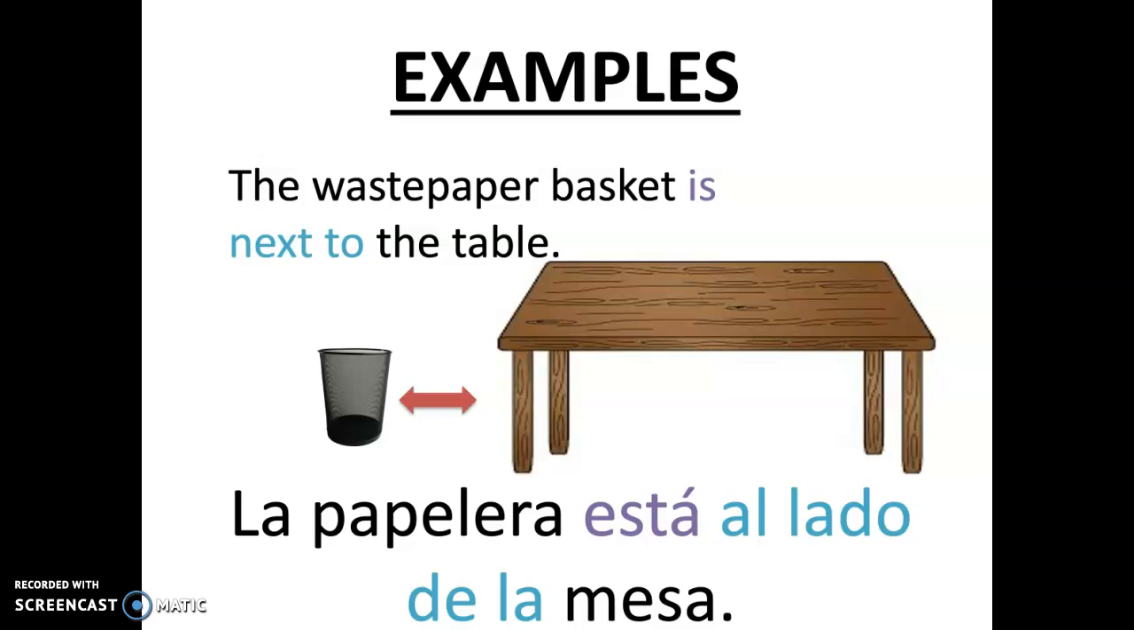Looking at your vocabulary, we would say la papelera, or the waste paper basket. Since we are talking about one basket, we conjugate estar to the el, ella, usted form, the third person singular. That would be está. Then we use our vocabulary term for next to, which is al lado. Then our word for table is mesa. Since that is a feminine noun, we choose de la. So, la papelera está al lado de la mesa.